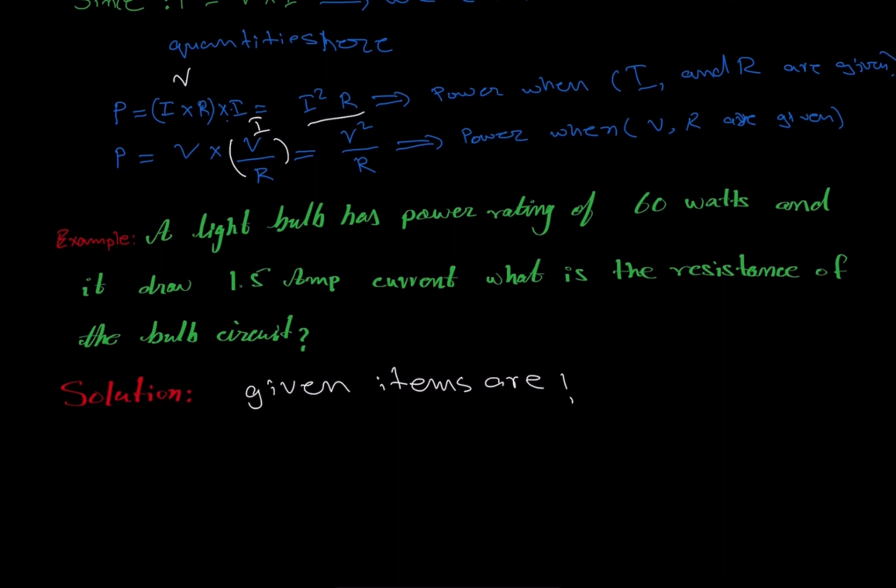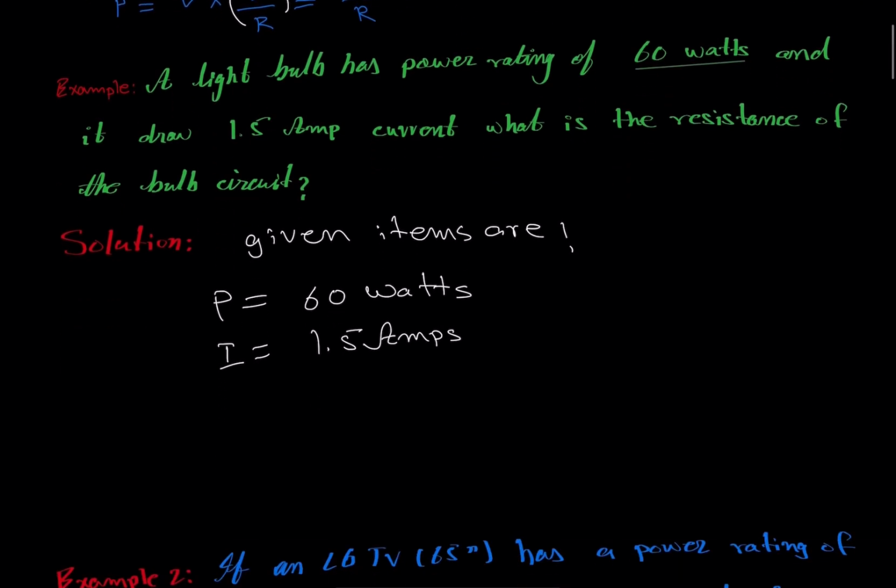Okay, so what is given? Given P is equal to 60 watts, and I is given also, 1.5 amps or amperes. We are asked to find the resistance, we are asked to find R. So what is R? We call it X, or we call it unknown, whatever you call it.